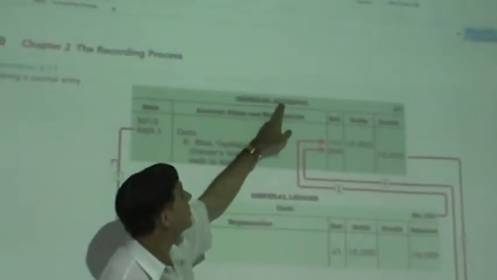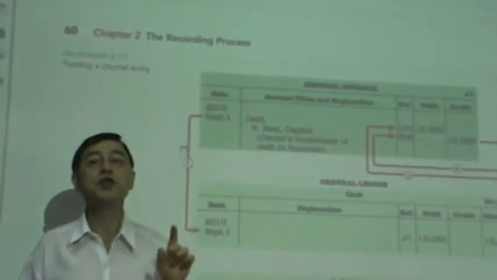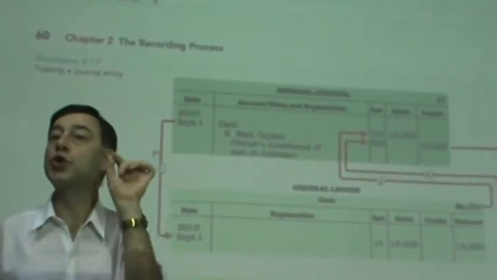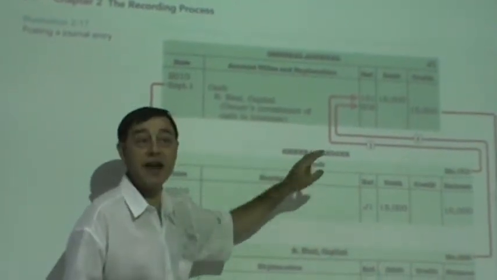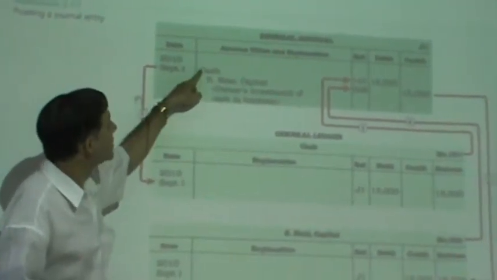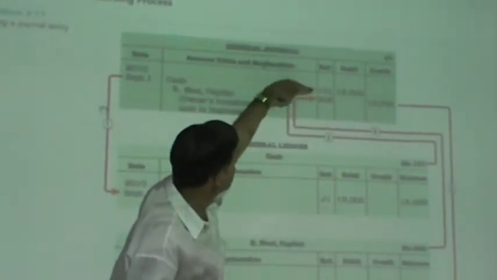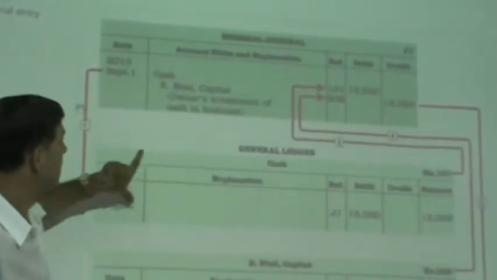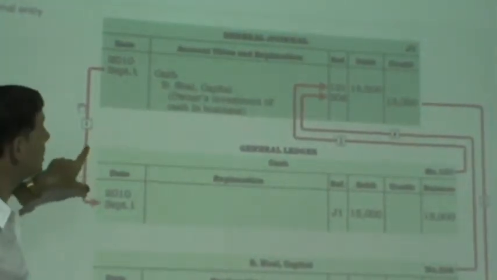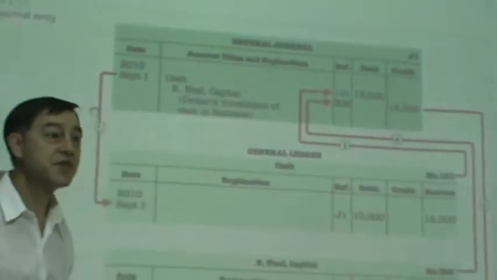So, this is the journal. It says general journal. Now you have to do posting. To post means to copy from the journal to the ledger. You got two accounts. You take the cash account, and the cash account is 101. You take the 101 and you put it in the general ledger. And you copy the same, 15,000, 15,000.